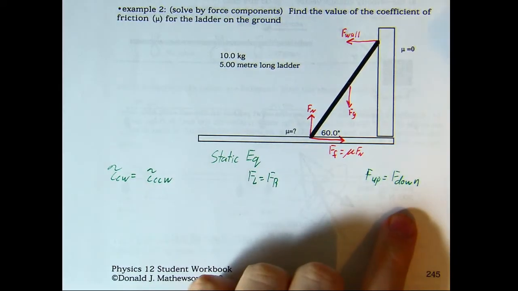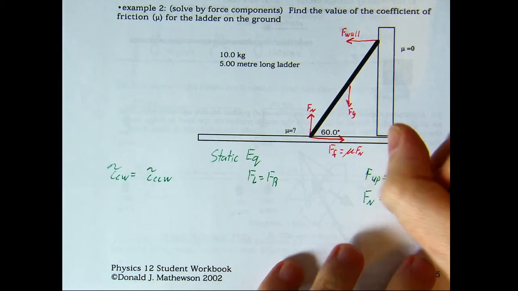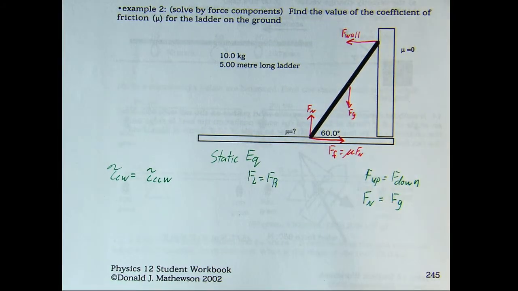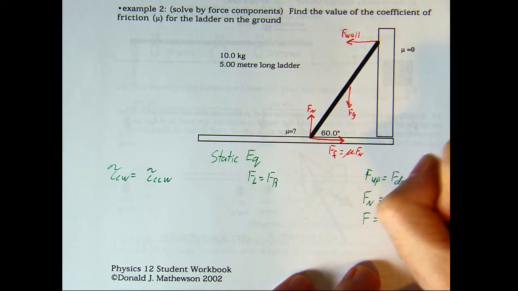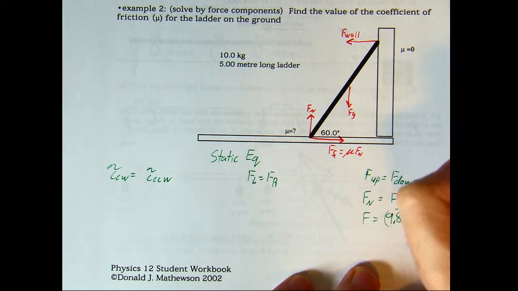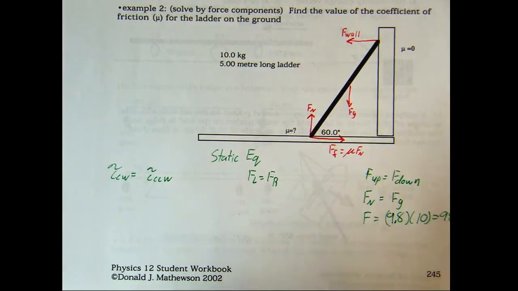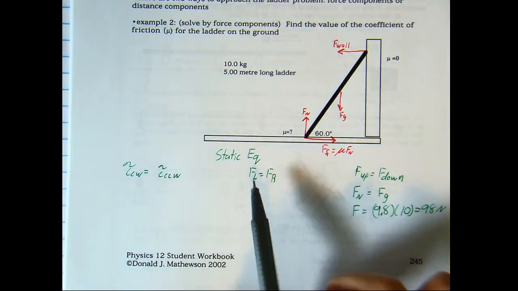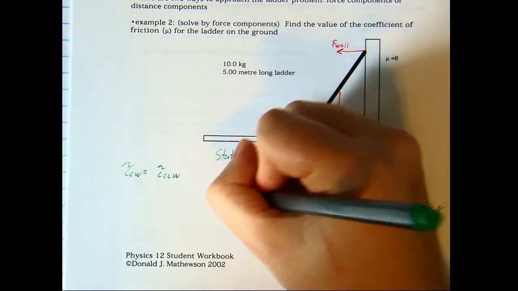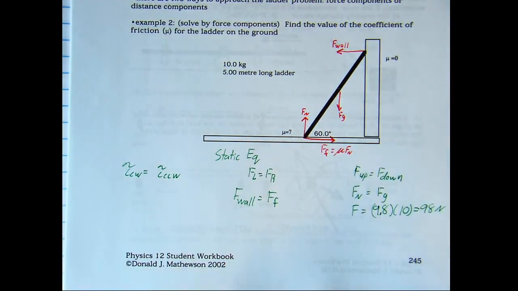Let's start with up equals down. If up equals down, well then this is going to be easy. There's only one force acting up, that's Fn from the ground. There's only one force acting down, that's Fg. We know the mass of the ladder is 10 kilos, so Fn is going to equal 9.8 times 10 equals 98 newtons. Love it. If my forces left equal my forces right, that means my force acting to the left, my F wall, is going to equal my force of friction, and I don't know what either of those are right now, which is great.